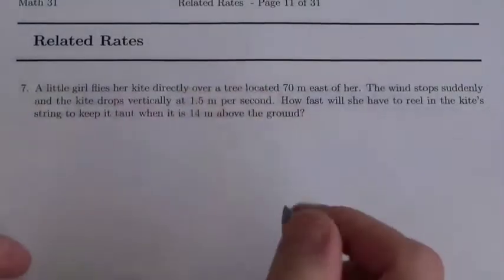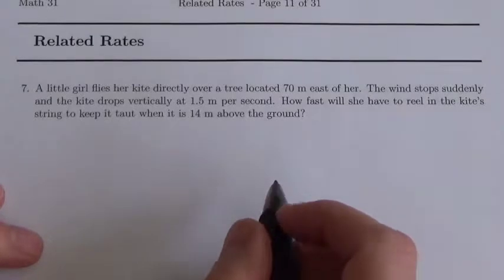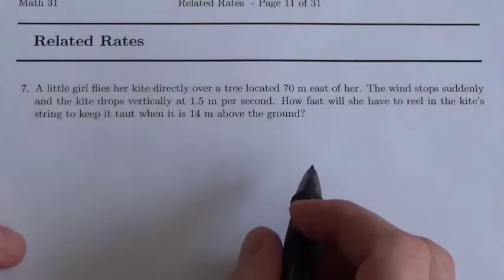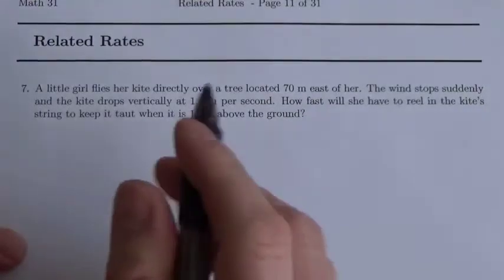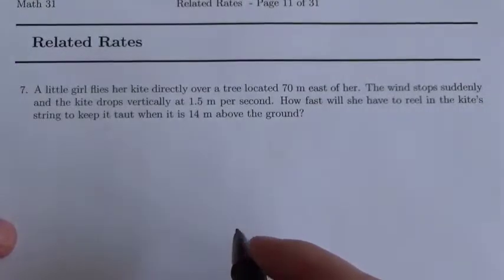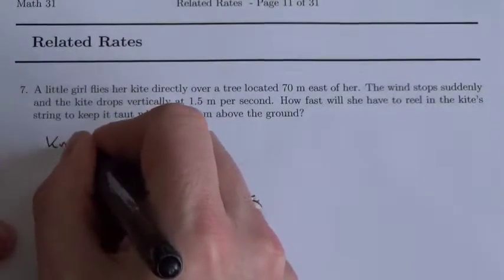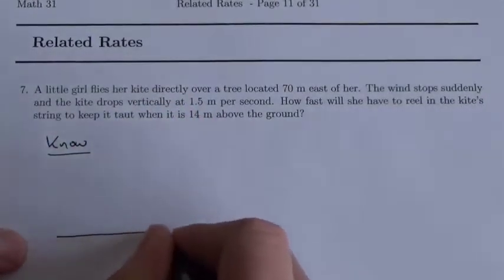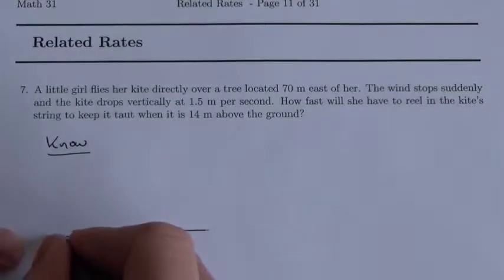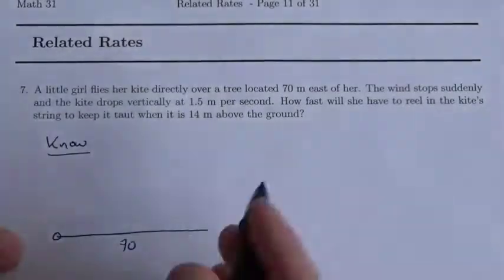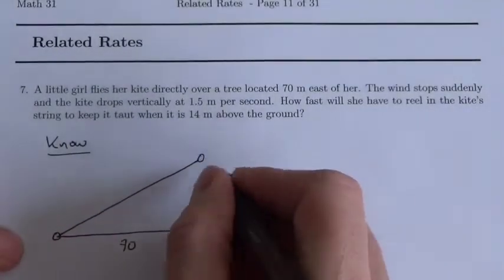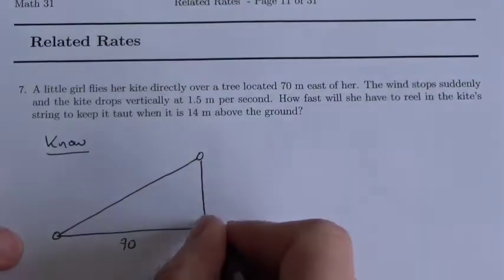All right, this is a different sort of problem than the ones we've been doing up to this point. A little girl flies her kite directly over a tree located 70 meters east of her. Now, if you just visualize that, we've kind of described a triangle immediately. So let's take a look at what we know here. Well, here's our 70 meters away. So we've got this girl right here. Okay, and I'm just going to use dots for this. And then she's got her kite up here, directly above this tree.